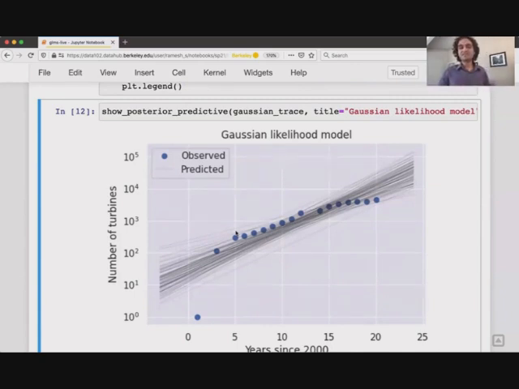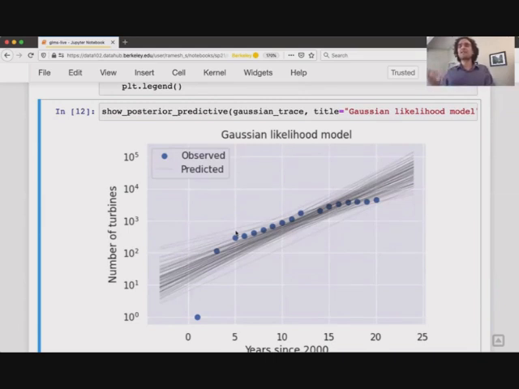We see that they're all a little too steep. The reason for that, you should probably recognize by now, is that we have that outlier sitting at 2001 in the bottom left side of the plot, and that's dragging the line down. But other than that, there's a reasonable range of possible samples. So that's the standard Gaussian model, how we'd fit it with PyMC3.